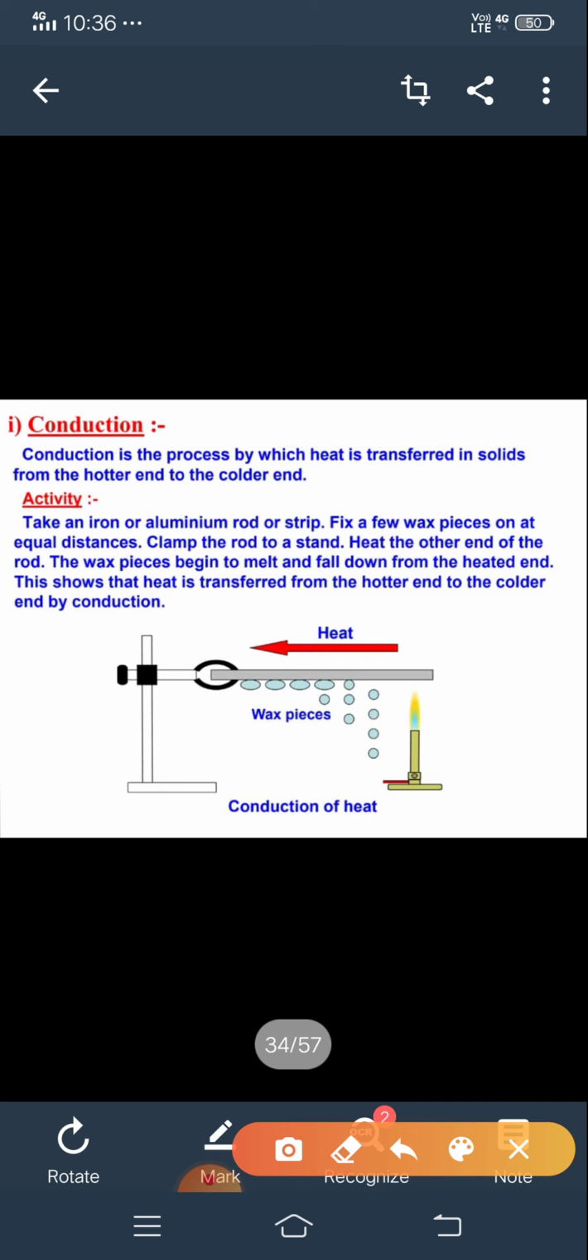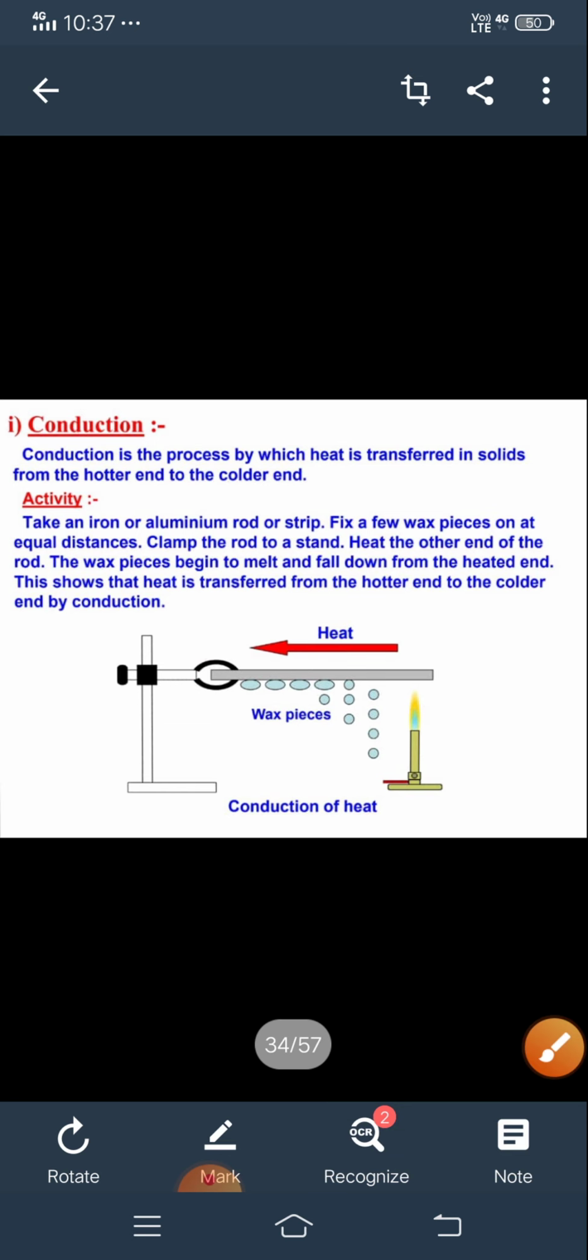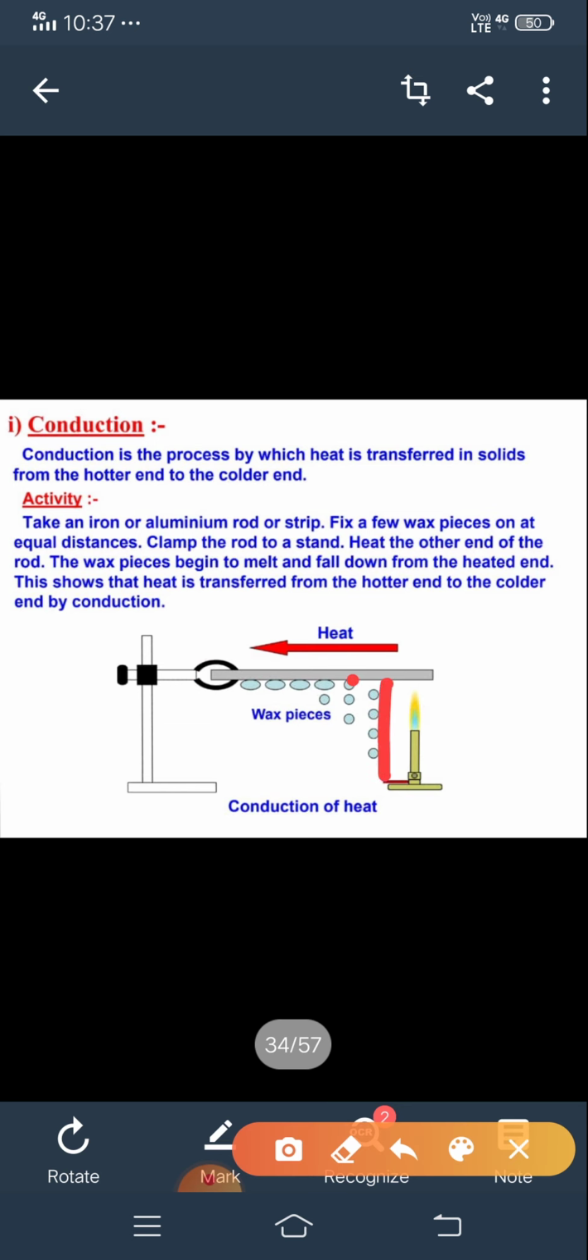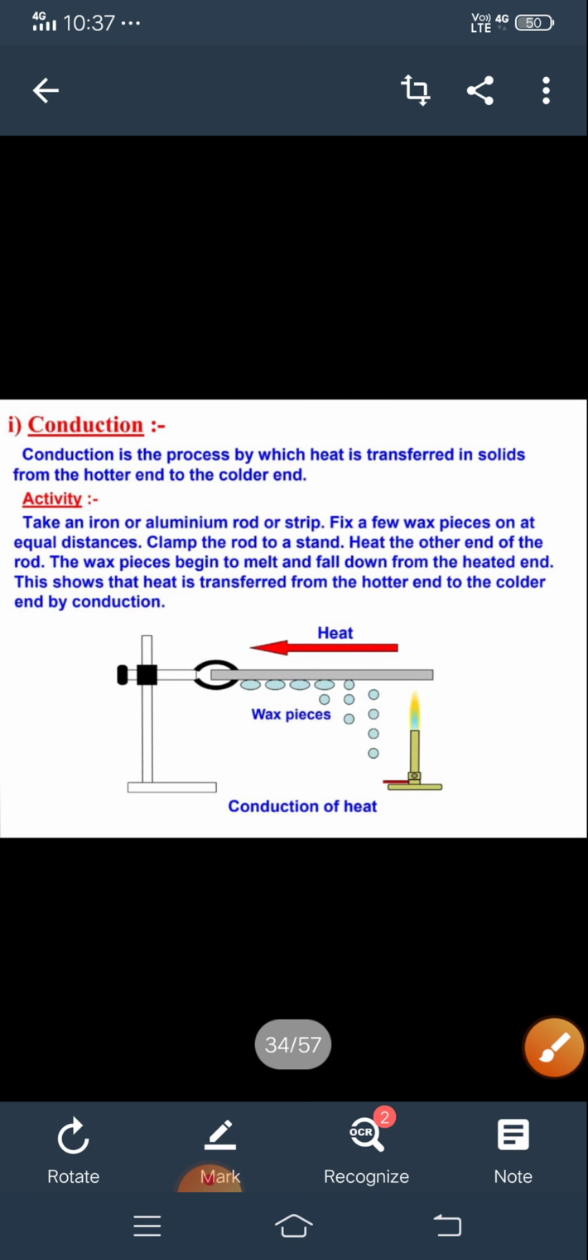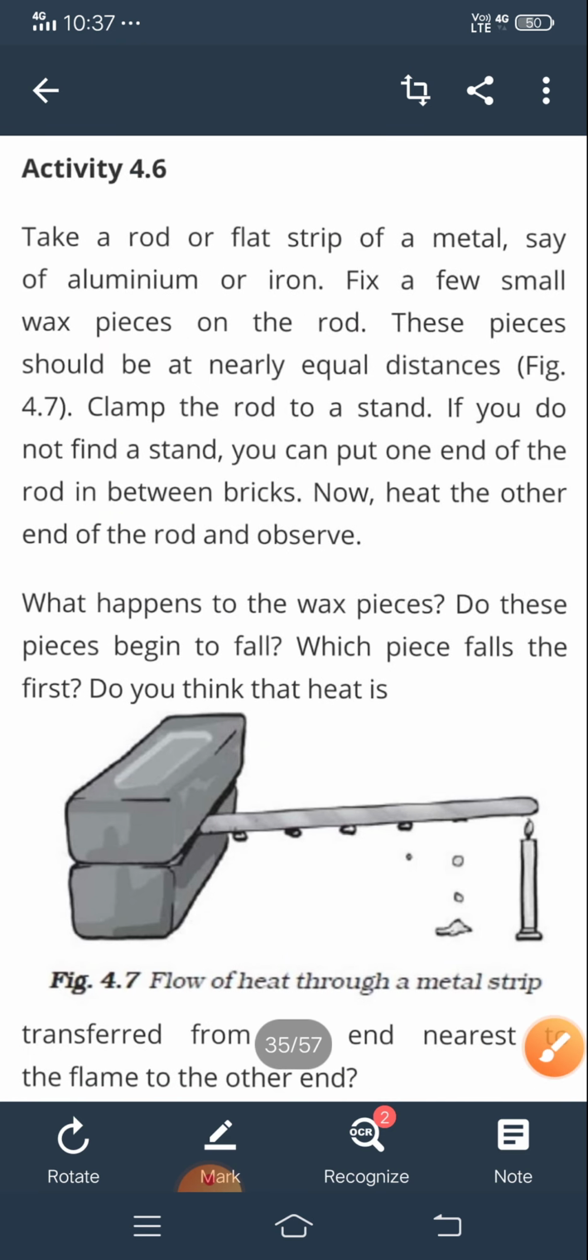Conduction means solid. Okay. For example, you have to take an iron or aluminum rod or strip. Just fix wax pieces on it at equal distance. Clamp the rod on a stand. You can attach this aluminum rod to the stand.